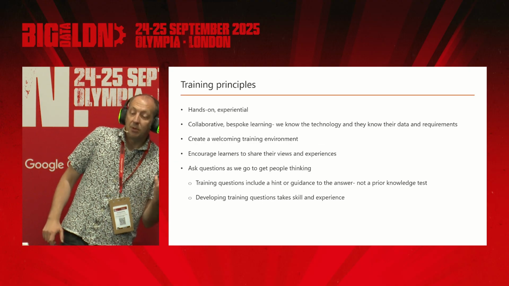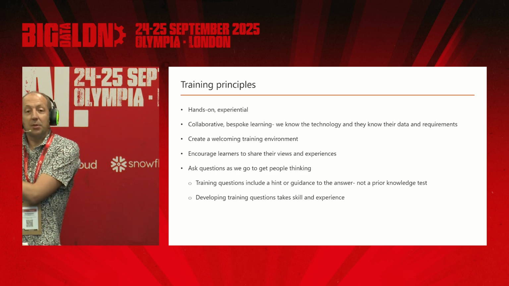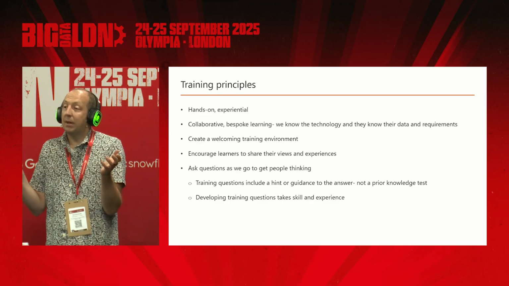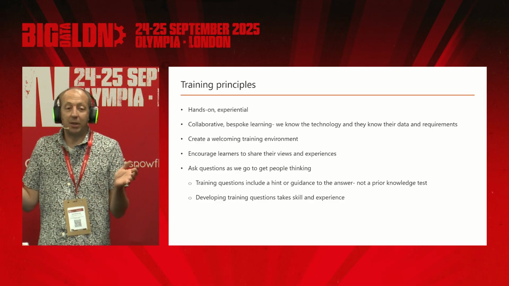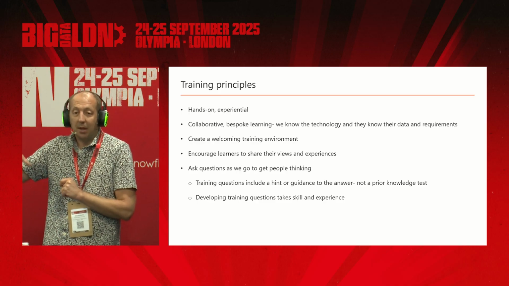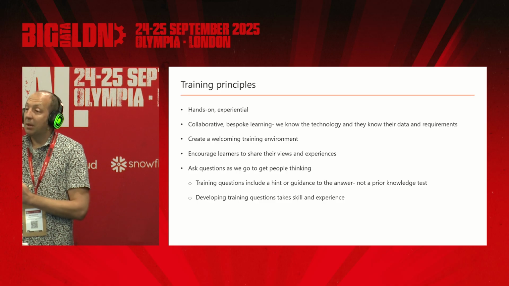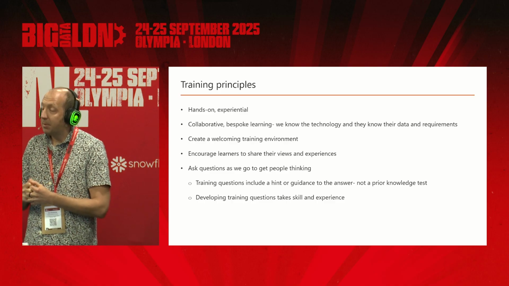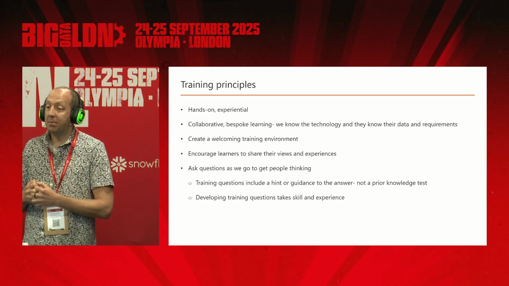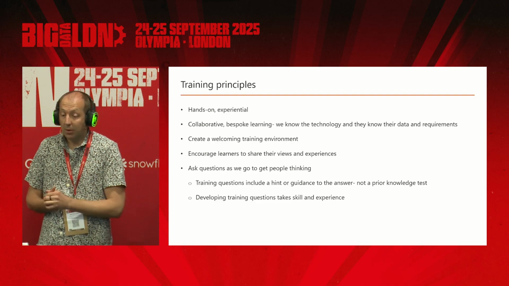Training principles. Training should be hands-on and experiential. We can contrast this with, if you think of a 1990s Excel trainer, someone who's guiding people to put a value in a cell and a formula in the next cell. When we're training adults, they want to be engaged, they want to participate, they want to share their views and their experiences. So we have to create an environment that works for that.